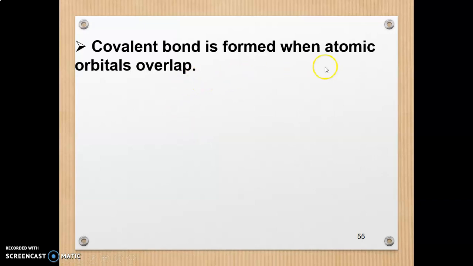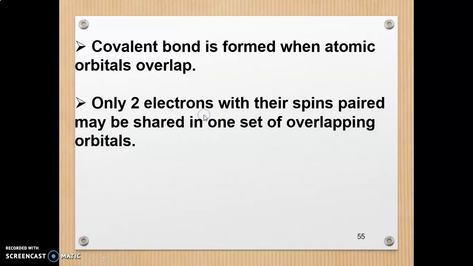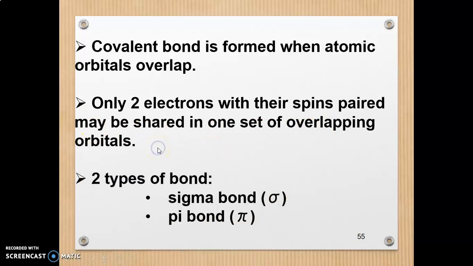Covalent bond is formed when atomic orbital overlap. Only two electrons with their spin pair may be shared in one set of overlapping orbitals. Two types of bond: sigma bond and pi bond.